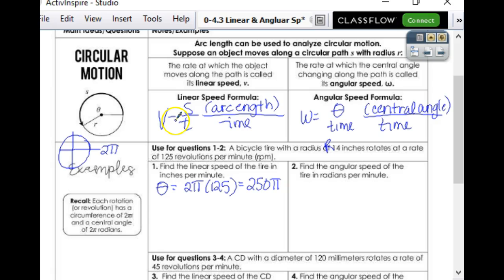Now, if this is S on top, my S was equal to R times theta. So the other number you came up with was the radius, thank you so much. So I'm going to get the 250 pi times the radius, which is 14. And then it says, what?